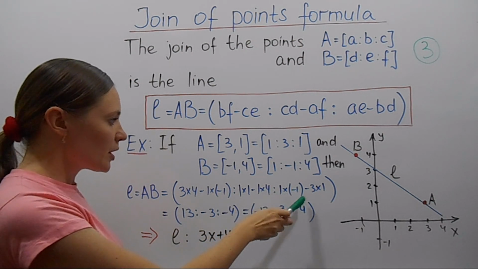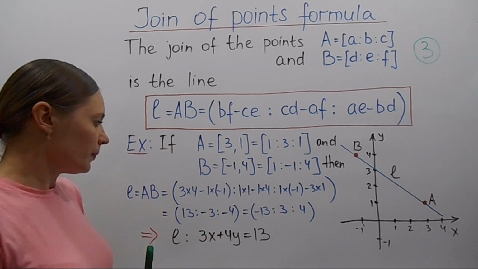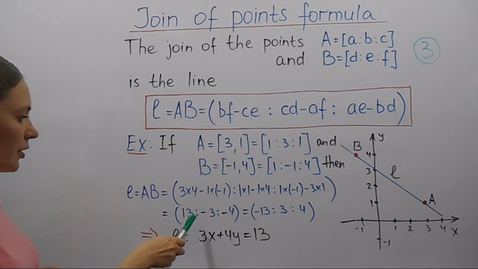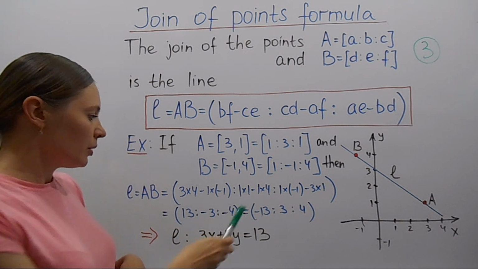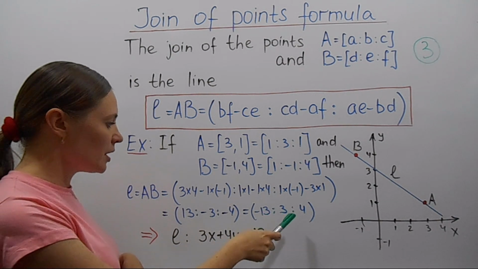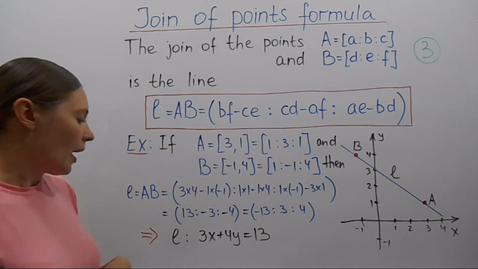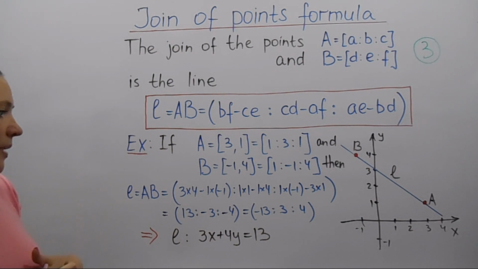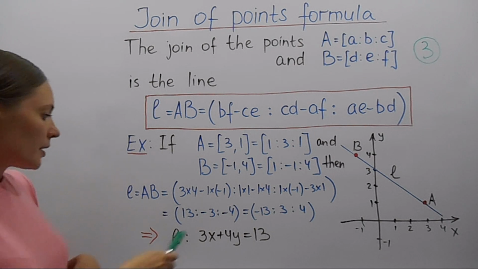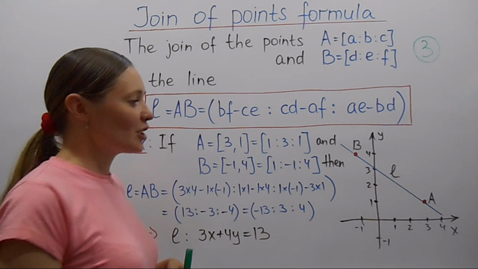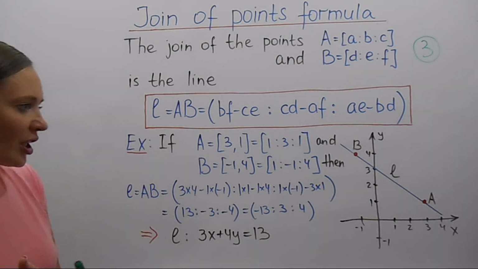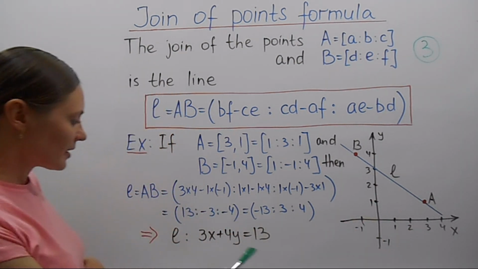And 1 times minus 1 minus 3 is minus 4. So we get 13 to minus 3 to minus 4. Now if we multiply this proportion by minus 1, we get minus 13 to 3 to 4. And then the equation of this line must be minus 13 plus 3x plus 4y, or this is 3x plus 4y equals 13. And just to check, let's check that the point 3, 1 satisfies this line.